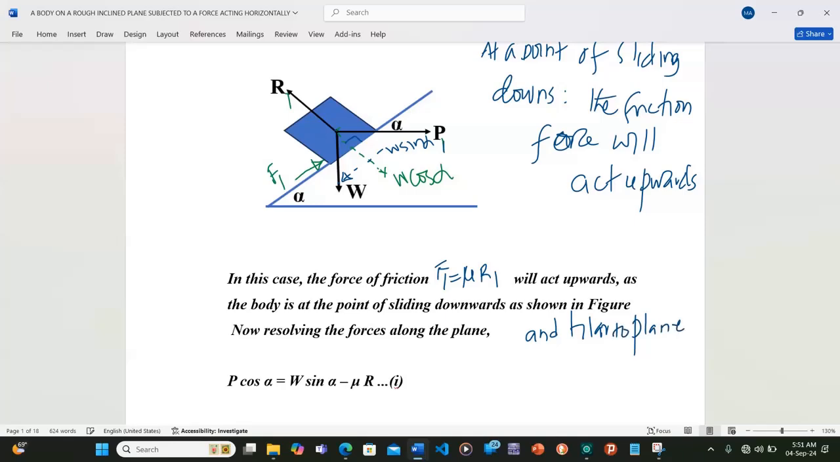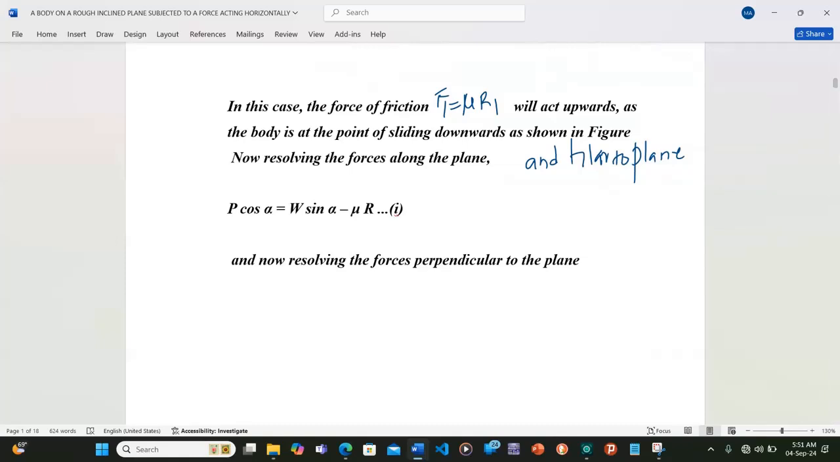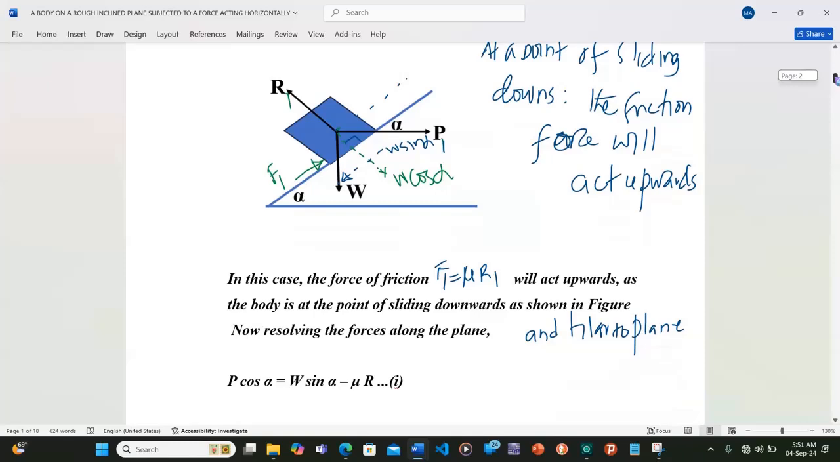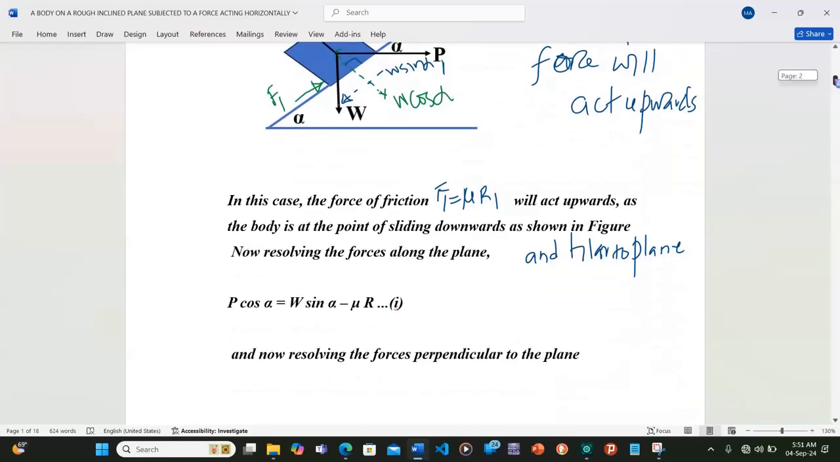Okay, so from there, what we do, case 1, we are resolving the forces along the plane, and we see that if we resolve forces along the plane, we will have to resolve this P back along the plane, and then counterbalance all the system of forces along the plane, and then we will get one equation.